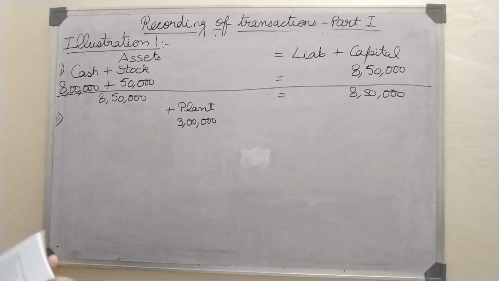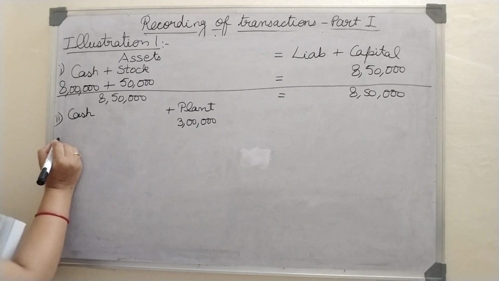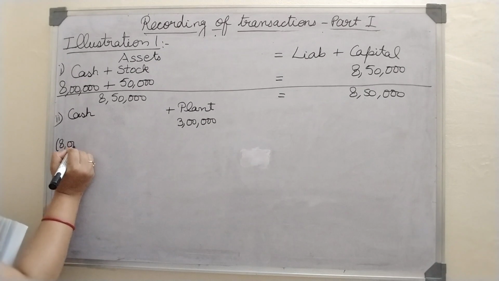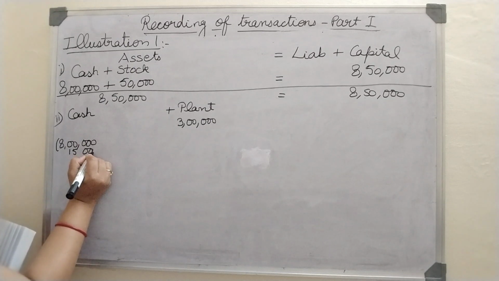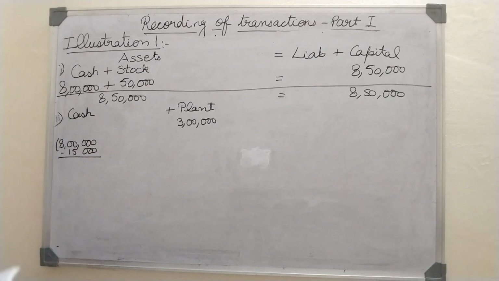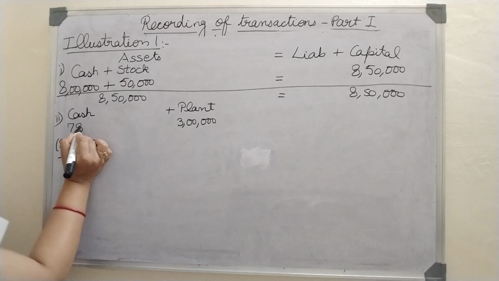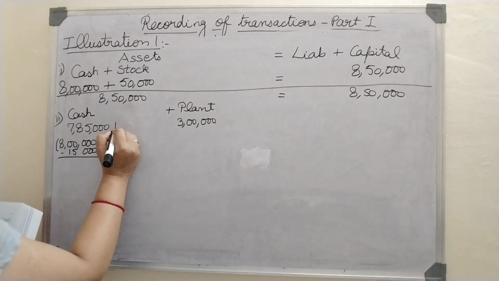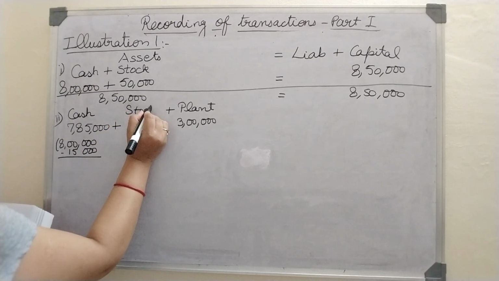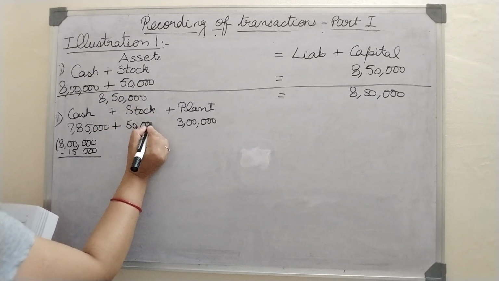Now by paying 15,000 in cash means, if cash is 8 lakh, sorry, cash is 8 lakh, then how much have I paid out of this? 15,000. So I have to subtract 15,000 from it, and it comes to 7 lakh 85,000. And stock will remain the same. I hope it is clear. We will copy the same amount over here, 50,000.